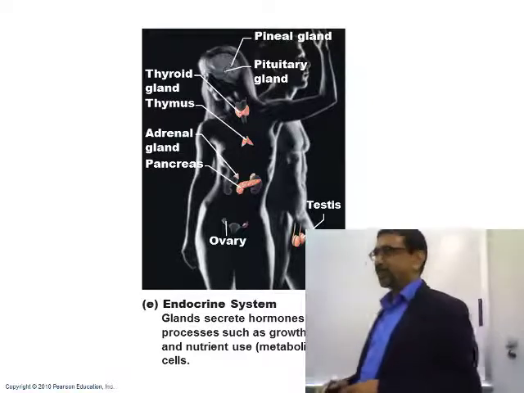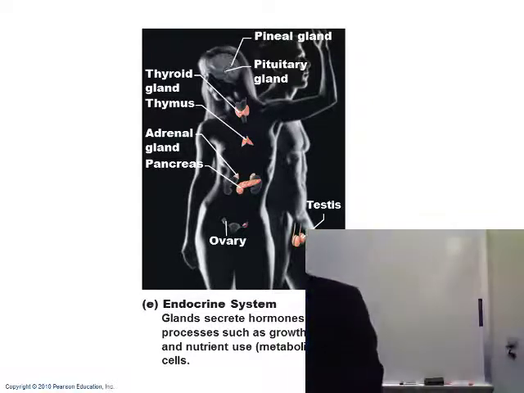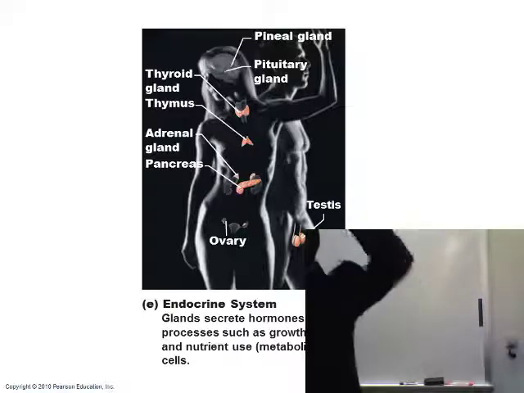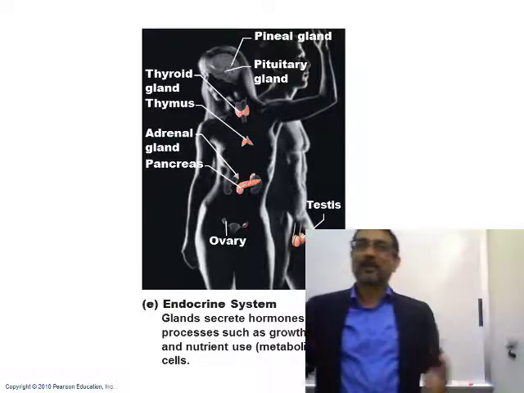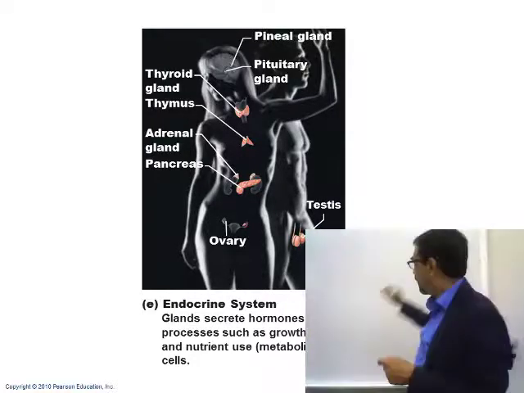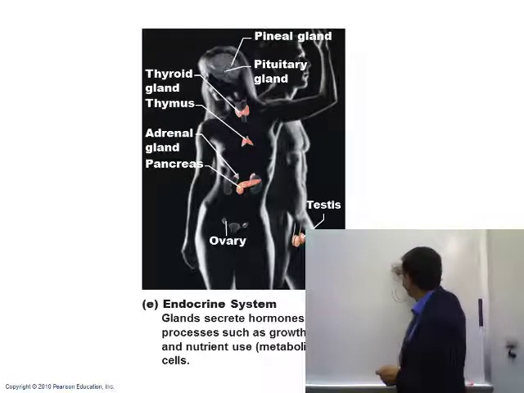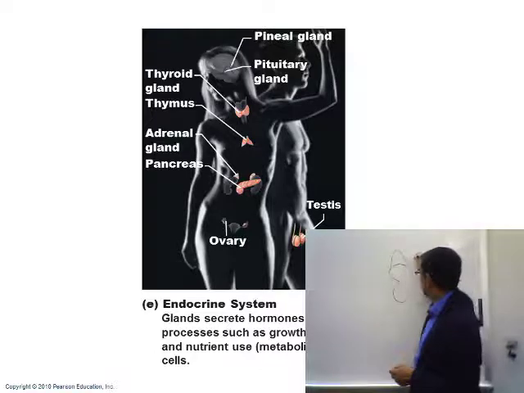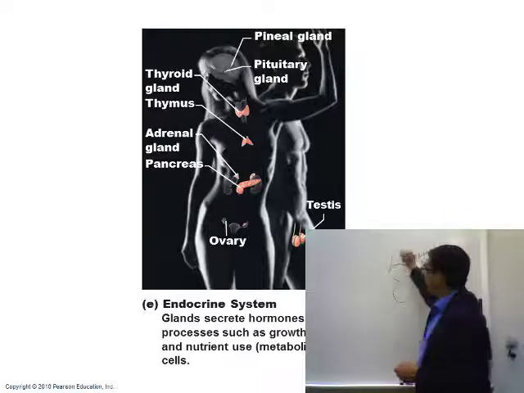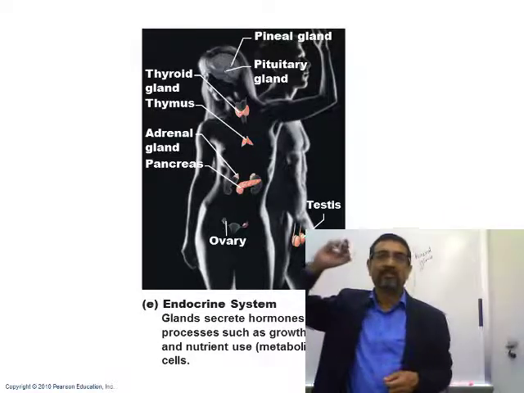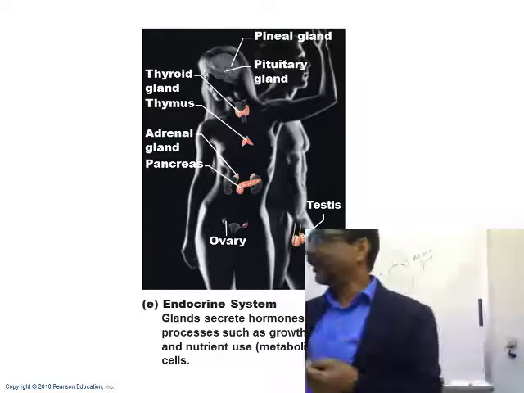Have you seen Queen Elizabeth in England? Crown, nice crown. So on the kidney, you have a nice crown. That is the adrenal gland. So how many adrenal glands you have? 2, because you have 2 kidneys, right?